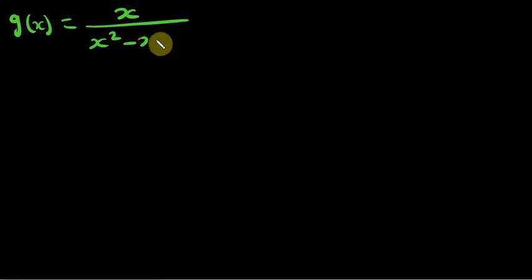Let's say you're given g of x equals x over x squared minus x minus 2, and you're asked to sketch this graph. The first thing that we need to do is write the denominator in terms of its factors.